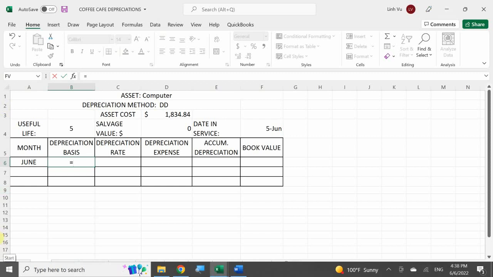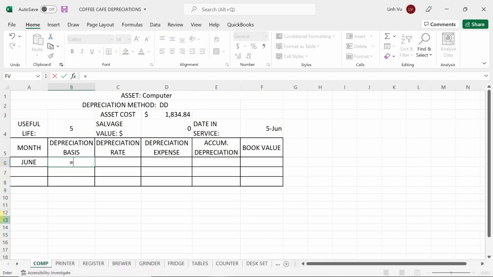So again, depreciation basis. Depreciation basis is going to be the beginning of the year's book value. Because it's the first time you're depreciating it, it's going to be the asset cost. No salvage value is subtracted, because that's not what this formula does. This formula is going to be taking the book value. The depreciation rate is going to be 1 over its estimated useful life times 2, because you're depreciating it twice as much. So that's going to give you 40%.